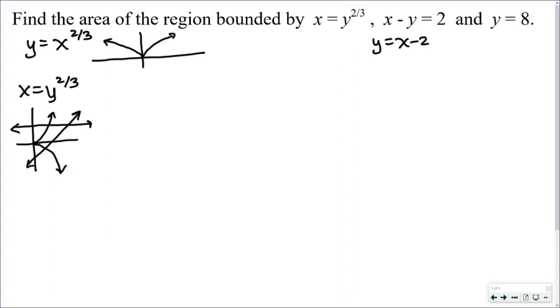I think right now I want to find some intersection points. I want to know where do these two intersect? So I'll start there. I'm going to set the x's equal to each other. So I'm going to say y to the 2/3 equals y plus 2.